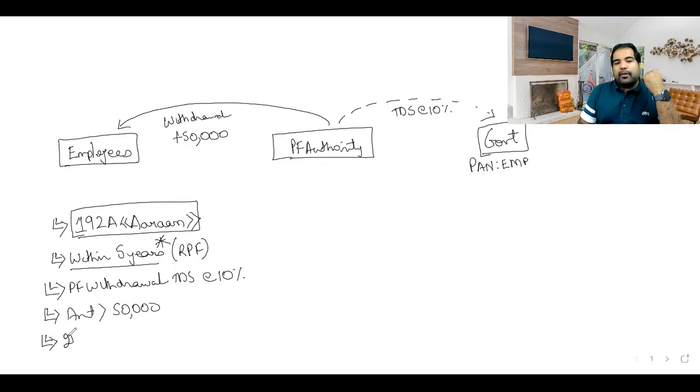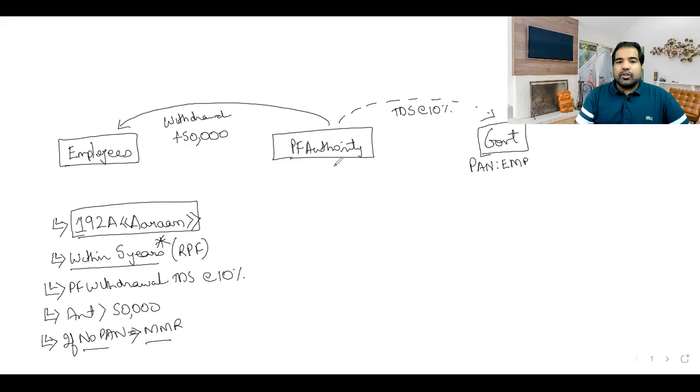If no PAN, then MMR, then that's a big punishment, almost like you not writing your roll number in your exam. So it's a big mistake, and hence if no PAN, then they will deduct at MMR. You know, MMR is 42.744%.